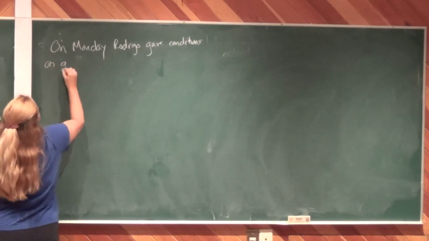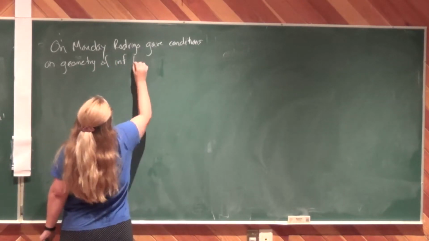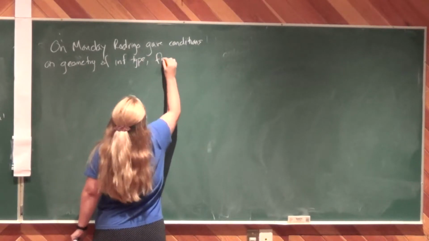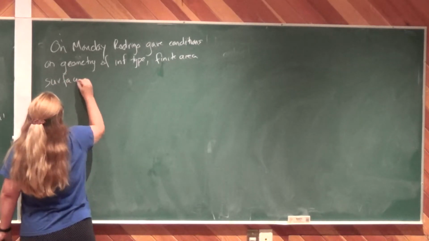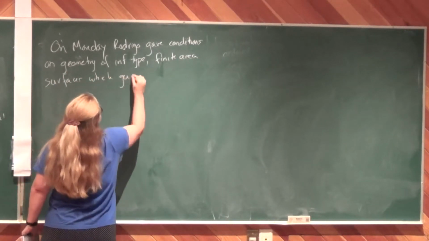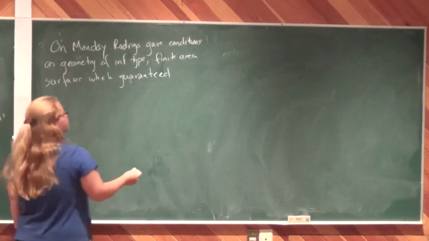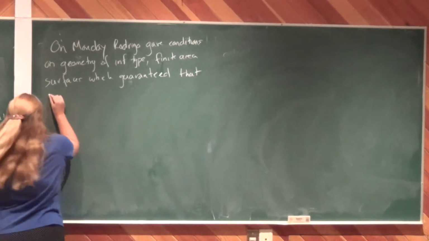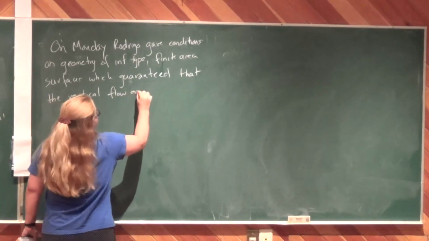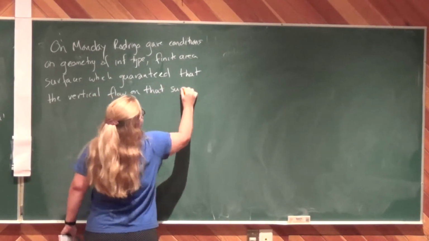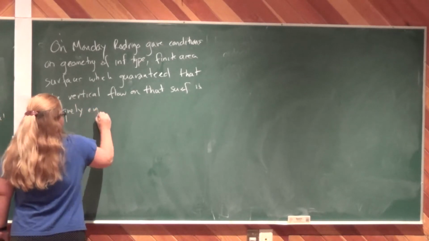So he gave conditions on the geometry of infinite type, finite area surfaces which guaranteed that the flow in the vertical direction on that surface is uniquely ergodic.